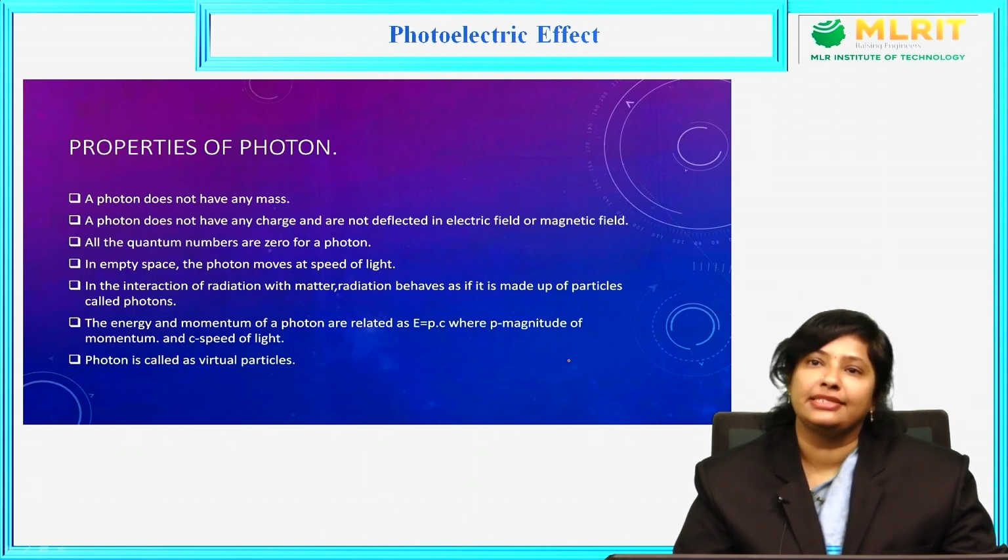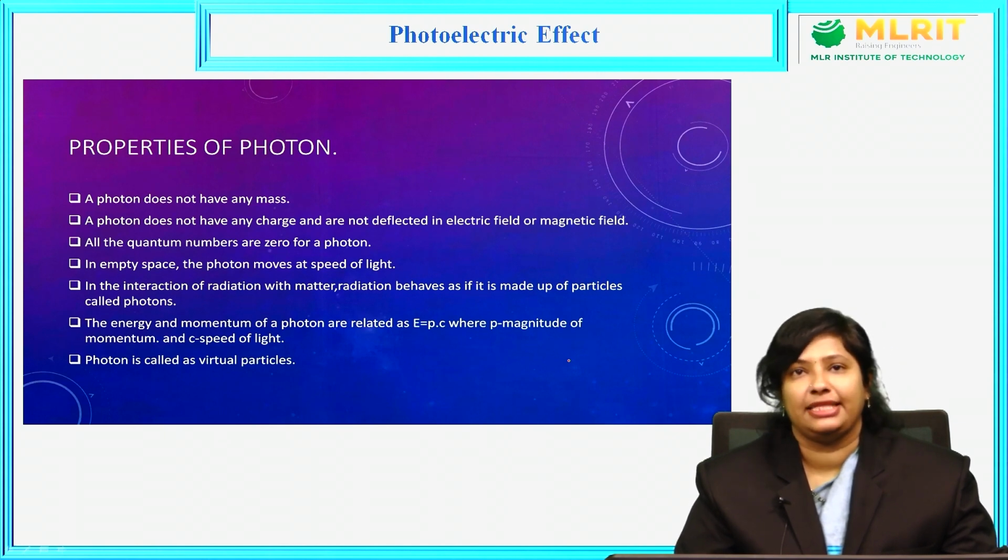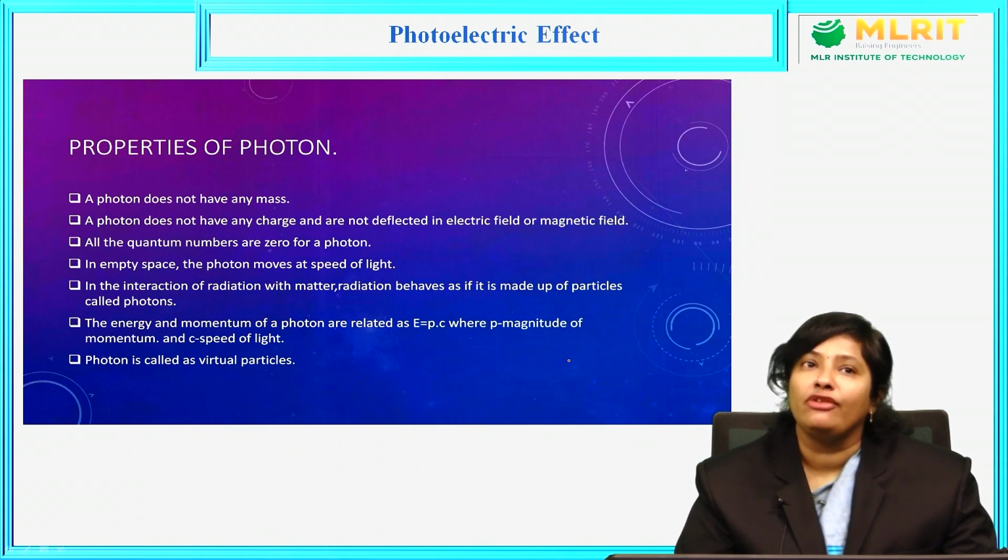Properties of a photon. A photon does not have any mass, it does not have any charge, and it is not deflected in an electric field or magnetic field. All quantum numbers are 0 for a photon. In empty space, the photon moves at the speed of light. Next, in the interaction of radiation with matter, radiation behaves as if it is made up of particles called photons. The energy and momentum of a photon are related as E equals P dot C, where P is the magnitude of the momentum and C is the speed of light. Therefore, the photon is called a virtual particle.